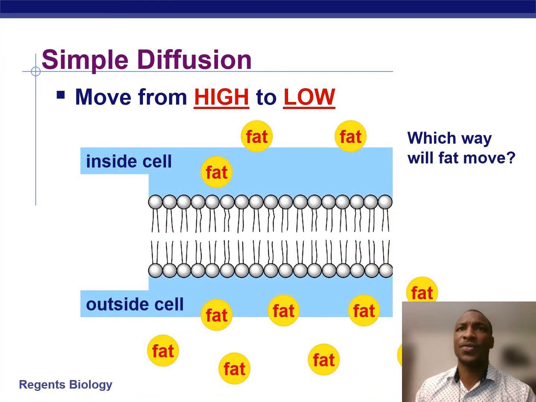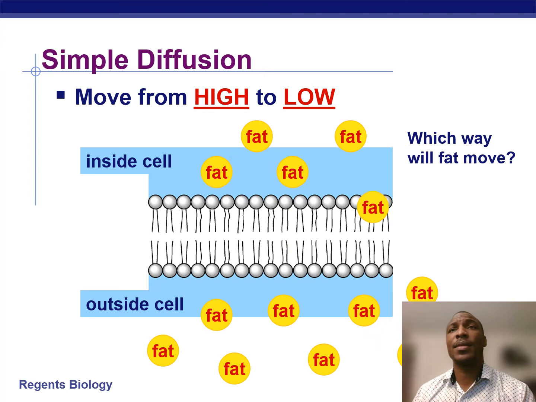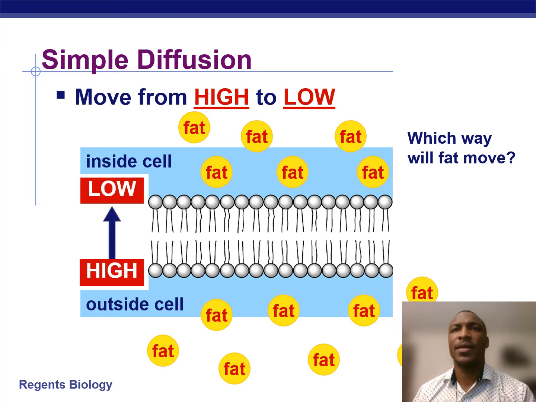All right, so simple diffusion. Simple diffusion is exactly what we just said. Which way will the fat move? Well, we got 3 at the top and 1, 2, 3, 4, 5, 6, 7, 8 at the bottom. Well, high to low, we got a lot at the bottom, a higher concentration, a low amount at the top. So I'm guessing it's going to move from bottom to the top. Exactly. And this goes until we reach an equal amount or close to equal. So high to low.